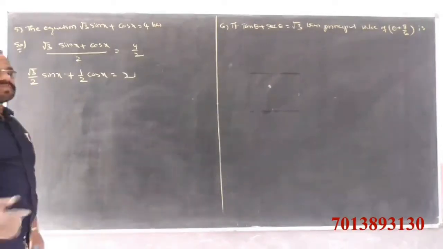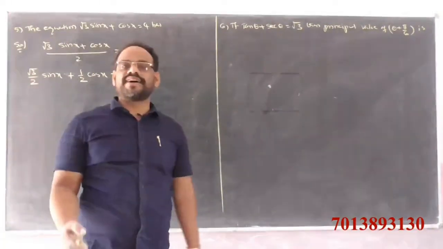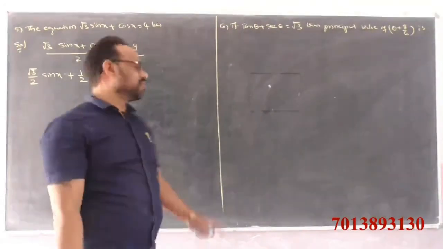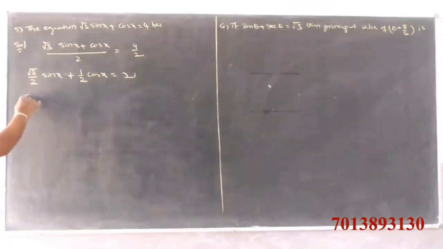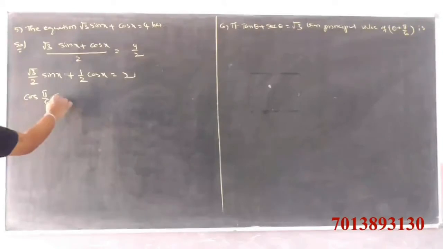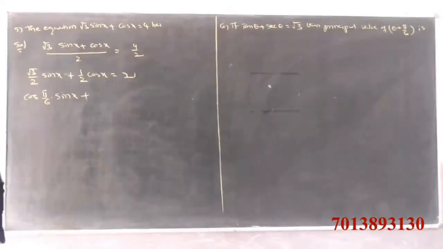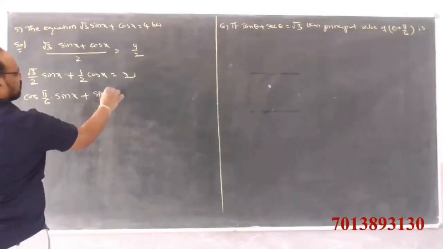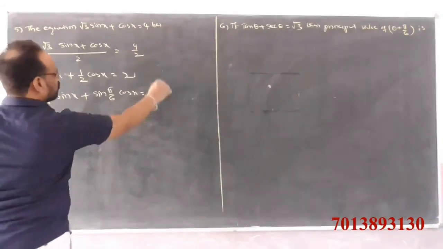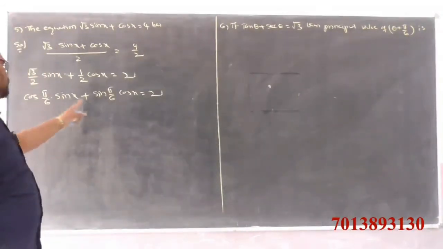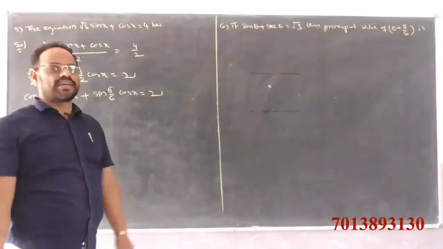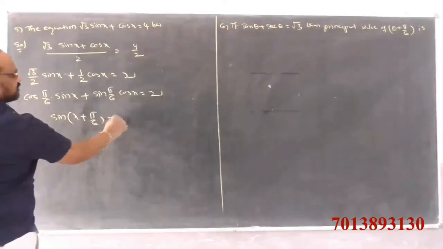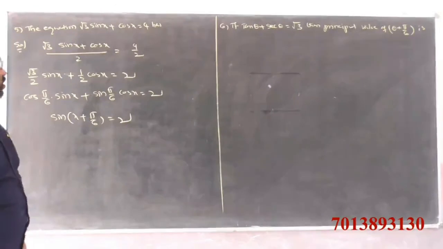Square root of 3 by 2 in terms of cos is nothing but the cos 30 value, square root of 3 by 2. So this can be written as cos 30, that is pi by 6, into sin x plus 1 by 2 in terms of sin, that is the sin 30 value, sin pi by 6, into cos x is equal to 2. It is clear this is of the form sin A cos B plus cos A sin B, which is nothing but sin(A plus B). That is, sin(x plus pi by 6) is equal to 2.